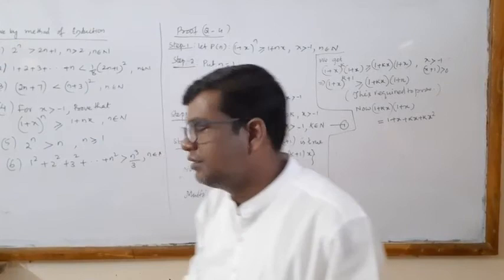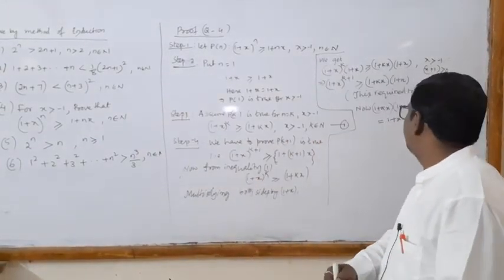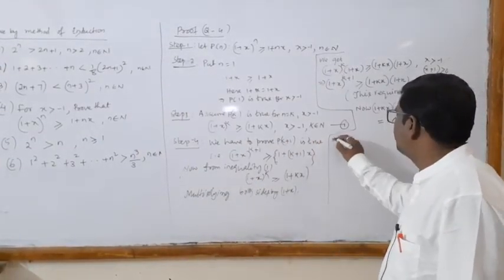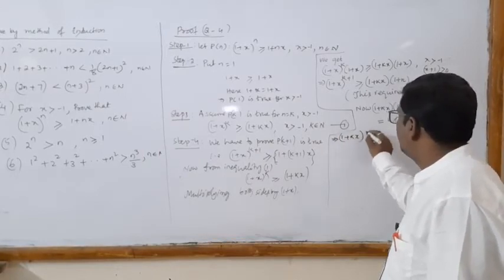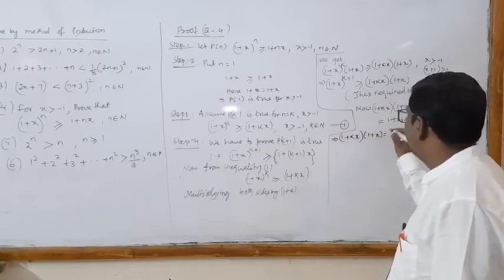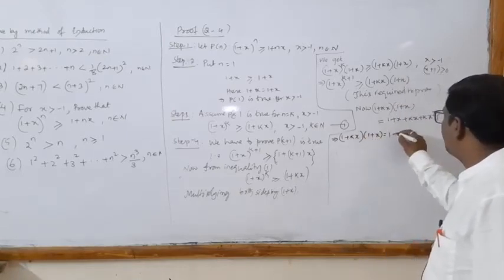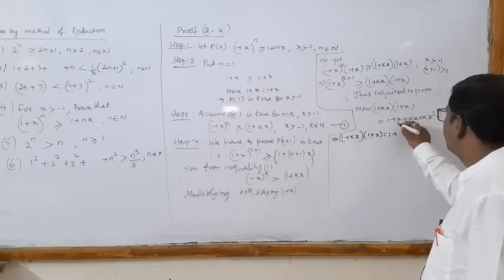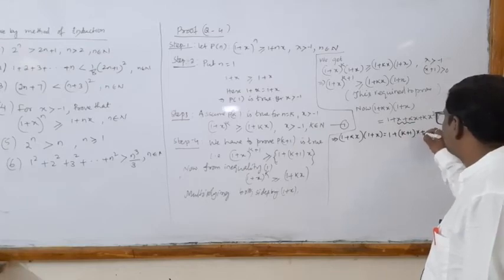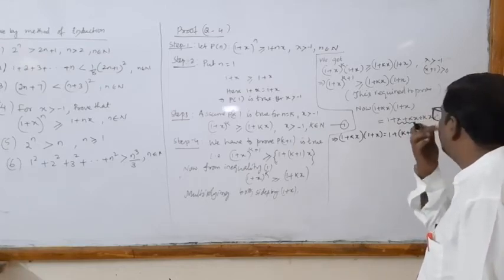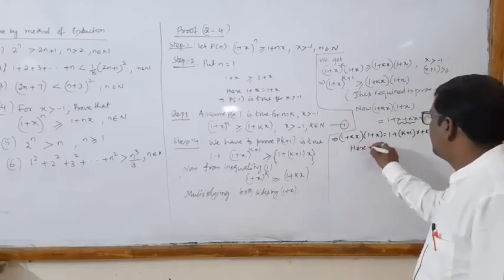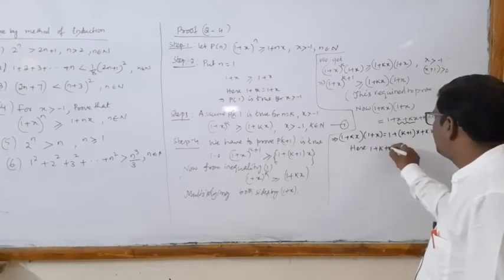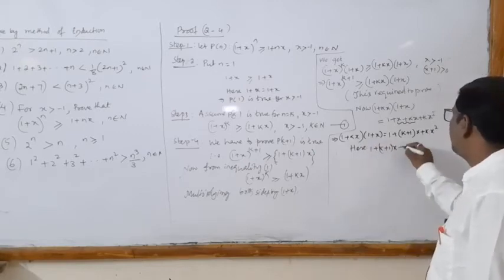So this is what? One that implies 1 plus kx into 1 plus x is equal to what? 1 plus, take x common here, that is k plus 1 into x plus kx square. Now this can be written here: 1 plus k plus 1 into x plus kx square.